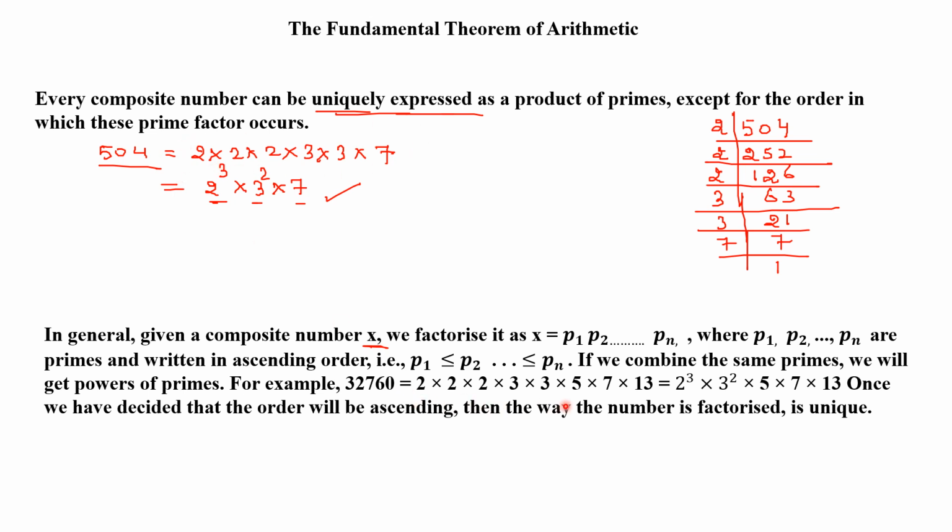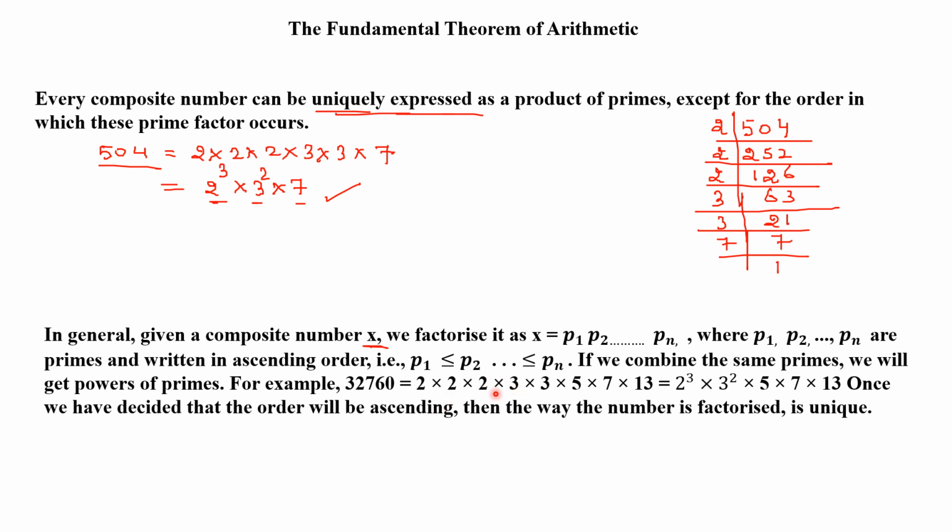Isn't it? This order is now fixed. It's unique. But you have to decide whether you will follow ascending order or not. If you are following ascending order, this is the only unique way. If you do not follow any order, then also it will be unique. Only the order of prime numbers will change.